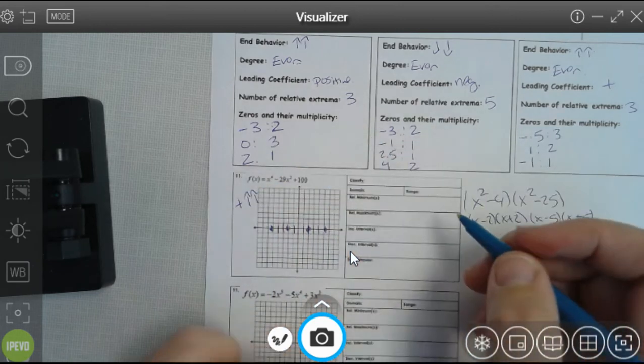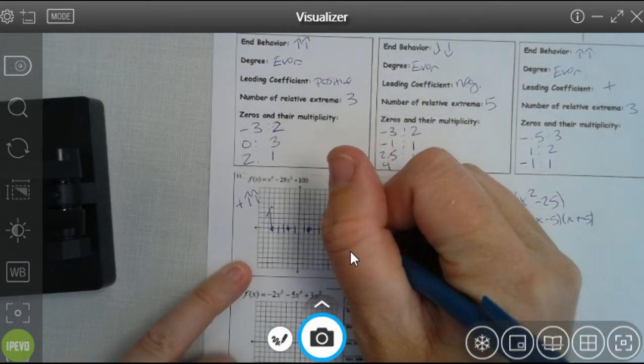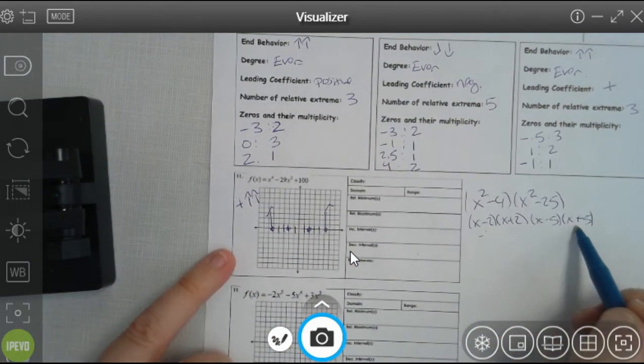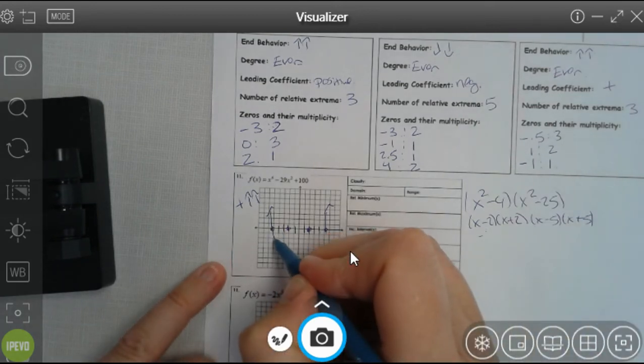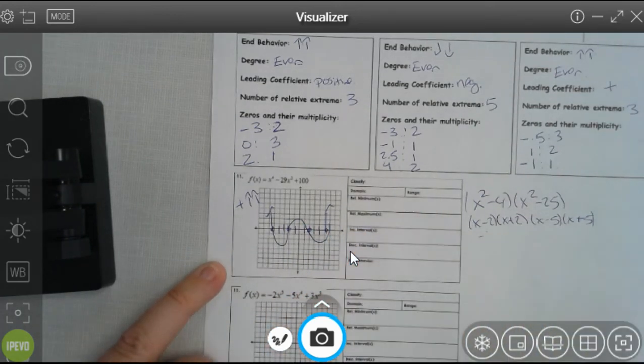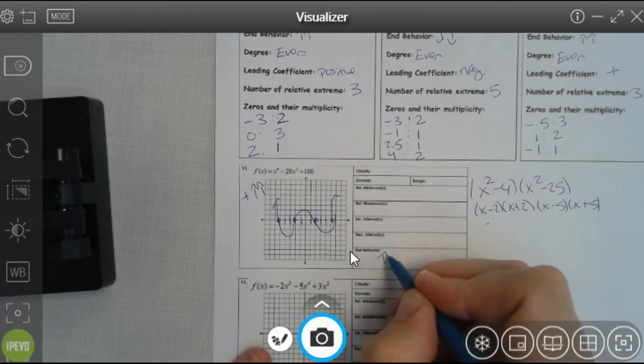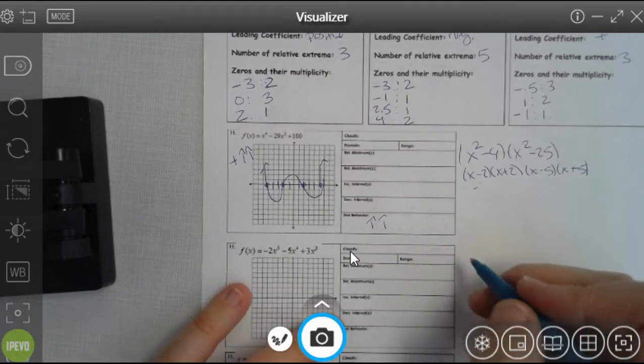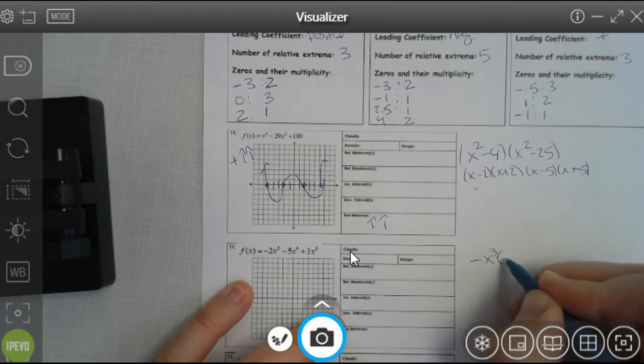So it better go up, up. The zeros are here and here, and none of these are bouncing. All the multiplicities are 1. So I'm going to go an even curve like that. Okay, well, here's the end behavior. It goes up, up. So down here, I'm going to put a negative x cubed.